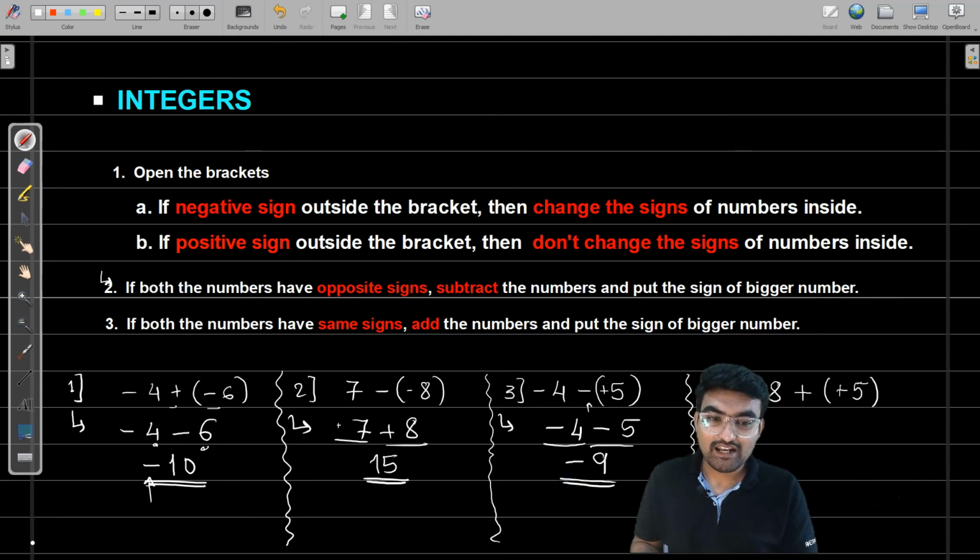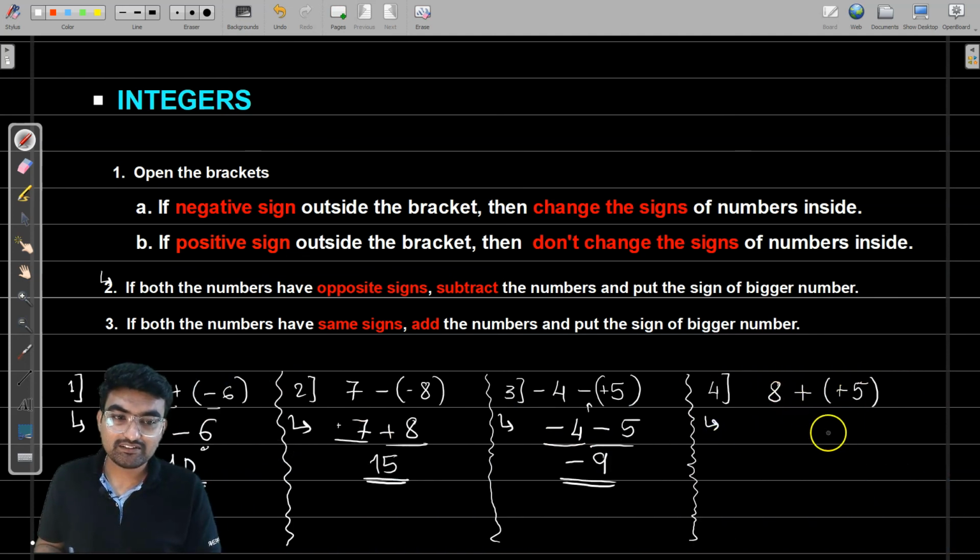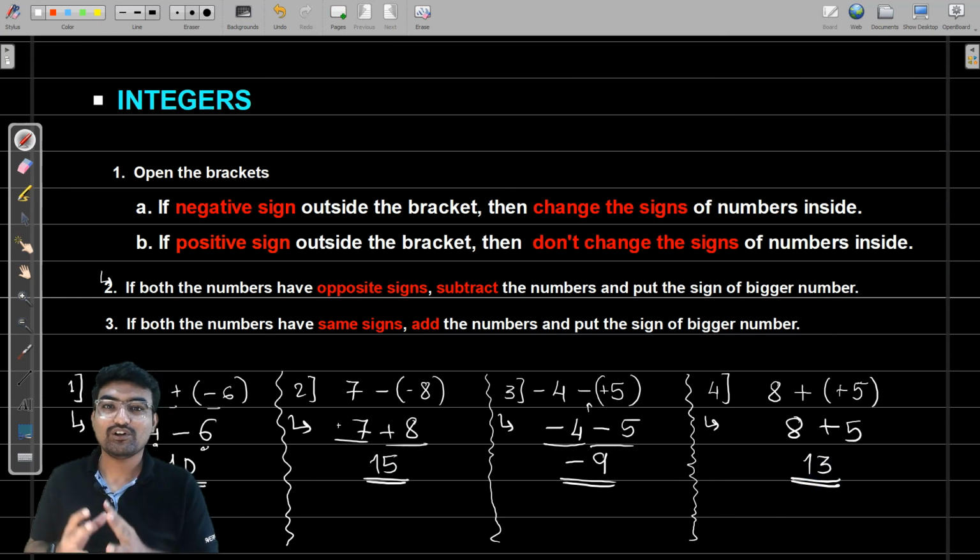And now for the last example, 8 plus plus 5. Open the brackets and we'll get 8 plus 5, correct? Because there will be no change. And now 8 plus 5 is 13, right? Hope you understood this method.